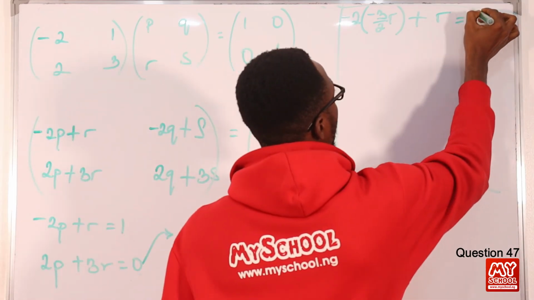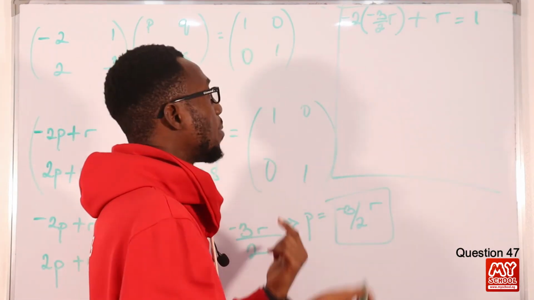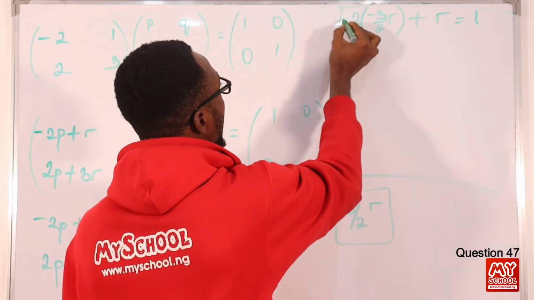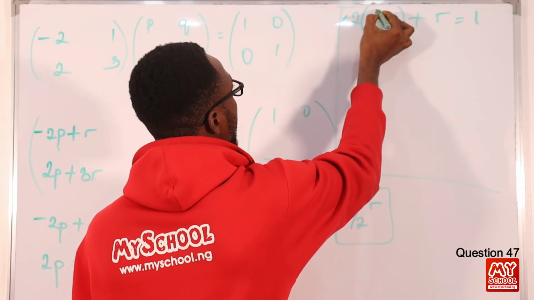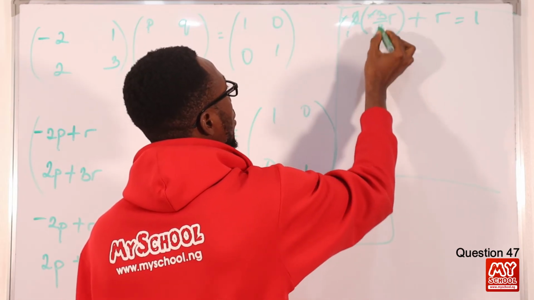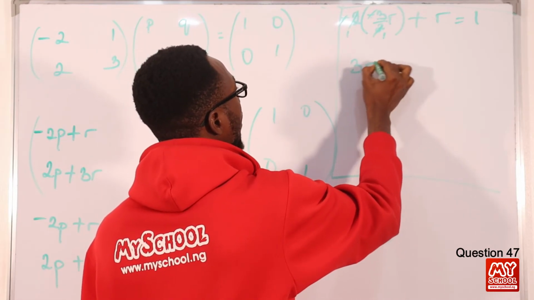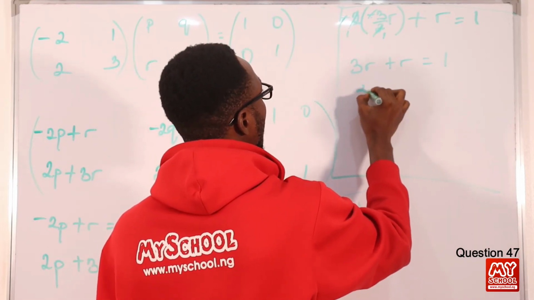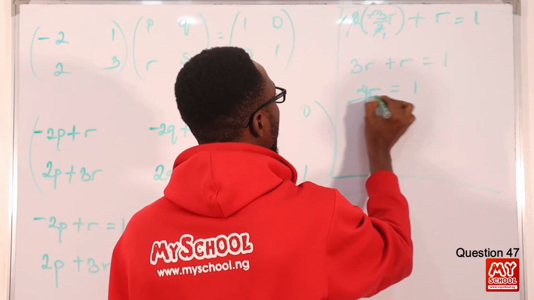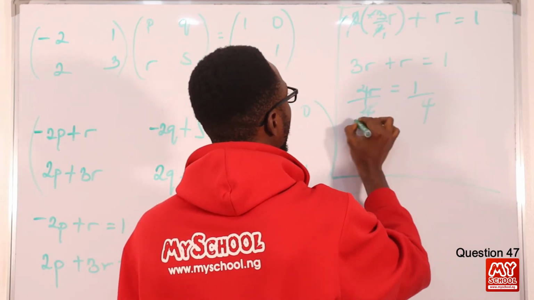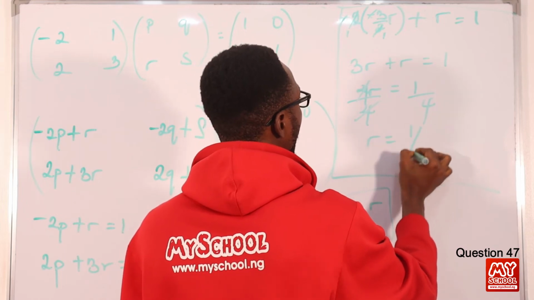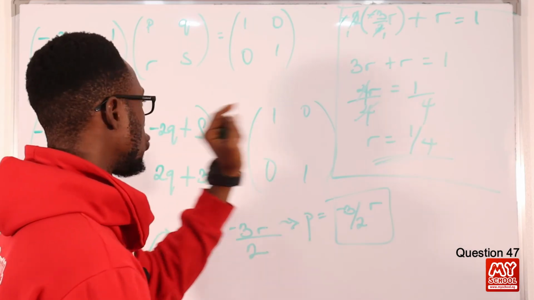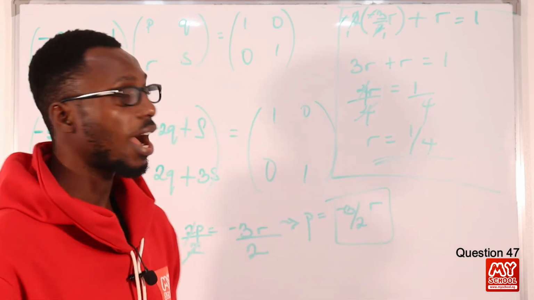Then equals 1. All right, so you can play back this video again, so that you can assimilate at your own pace. So minus times minus, we have plus, so this is cancelled. 2 here 1, 2 here 1. So I have 3r plus r equals 1. So that is 3r plus r, that is 4r equals 1. Dividing both sides by 4. So I can see that the value of r is actually 1 over 4. Because if you multiply it, you should get this answer here. So r equals 1 over 4.